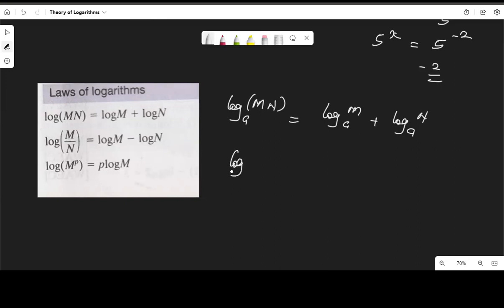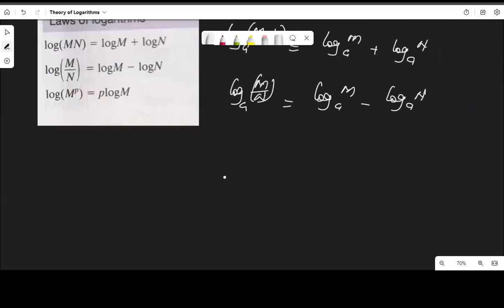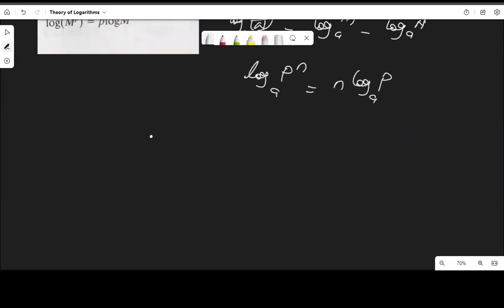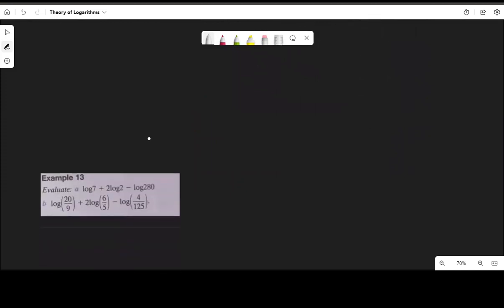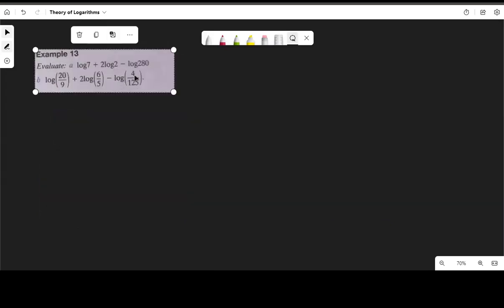Then I also have the law of division. Log of m divided by n to base a will be log m to base a minus log n to base a. Then finally we have the law that says log of p to the power n to base a is n log p to base a. So we use these three laws to solve some problems. Now the first problem here says evaluate log 7 plus 2 log 2 minus log 280.